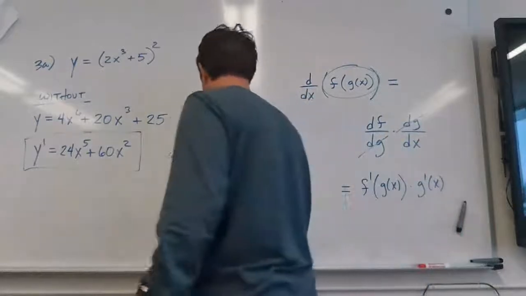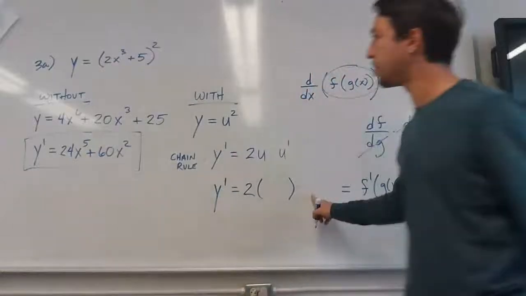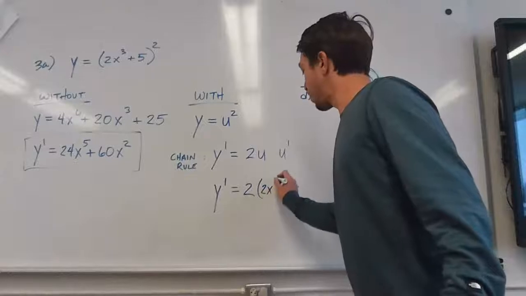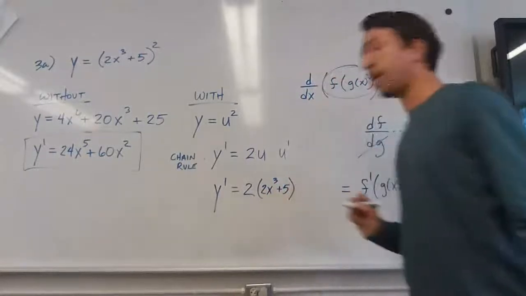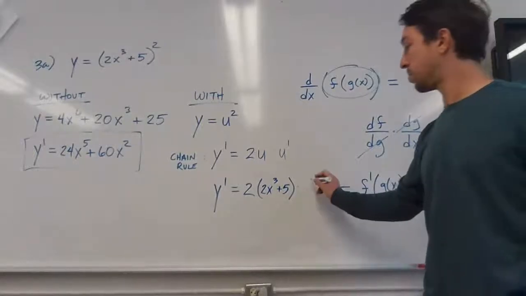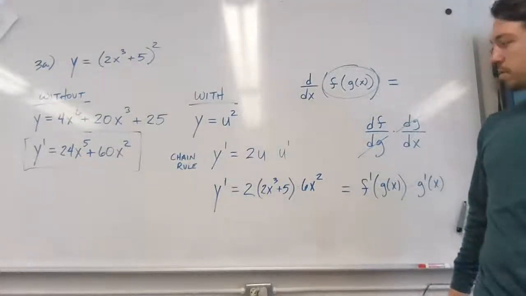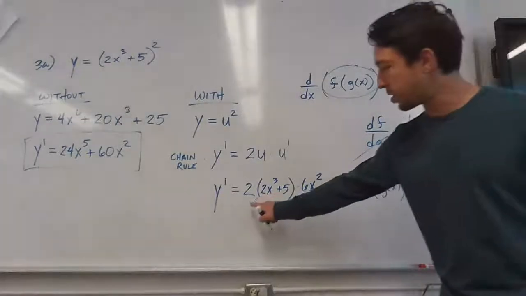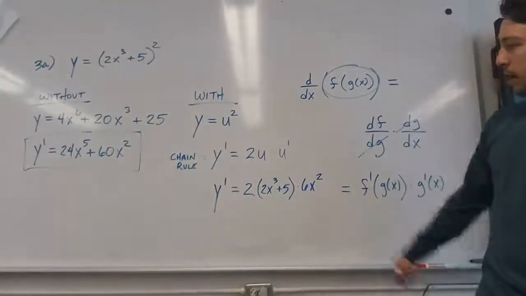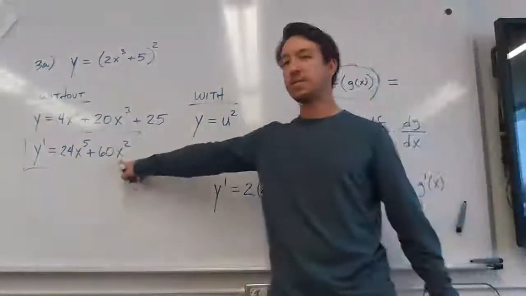So let's look at what happens. 2u times u prime. So what's u? 2x cubed plus 5, yep. And then what's u prime? 6x squared. So there's u prime. So this reads 2u times u prime. And of course, if I multiplied this out, I would get that.